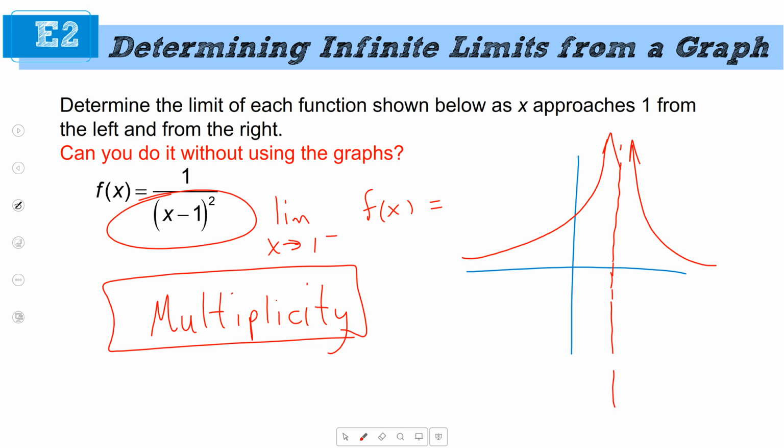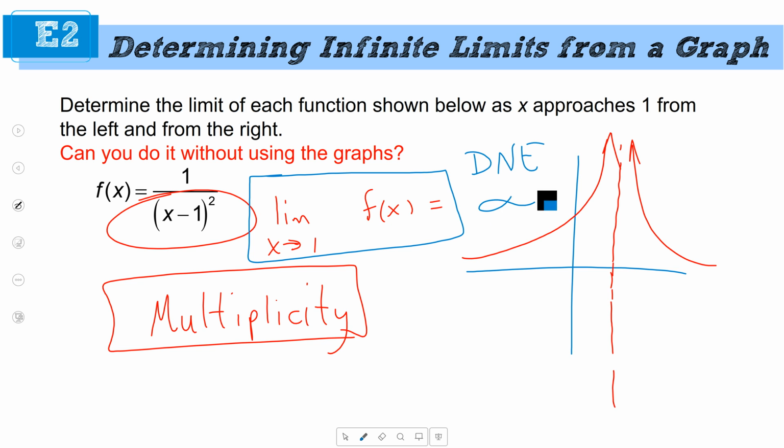Okay, so just for giggles, what's this? If I get rid of the minus, what's the limit as x approaches 1 of f of x? There are two possible answers. We talked about this already, but we'll go through it again. Emma? Does not exist. Good. Does not exist or positive infinity.